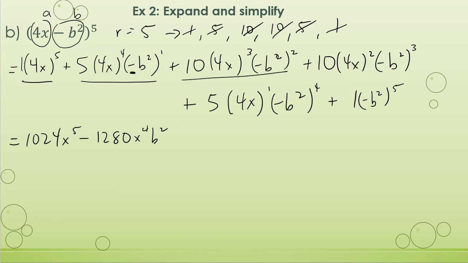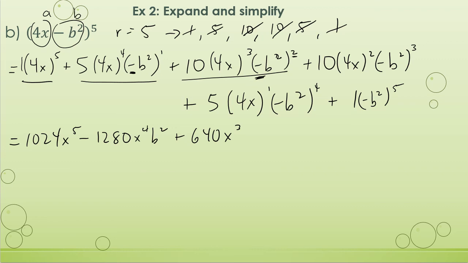My next term, plus 4 cubed is 64 times 10, 640. Now if we look at this negative, negative squared from our exponent is a positive, so that's how I know it's plus. Plus 640 x cubed.